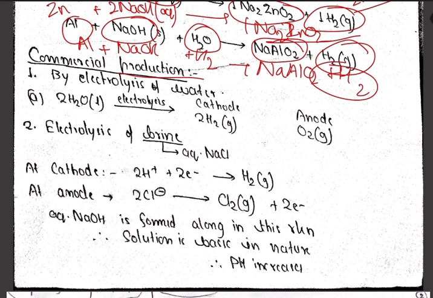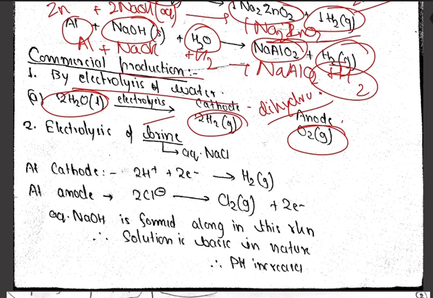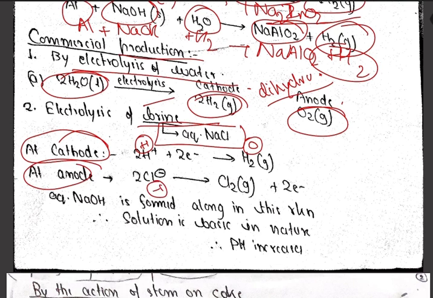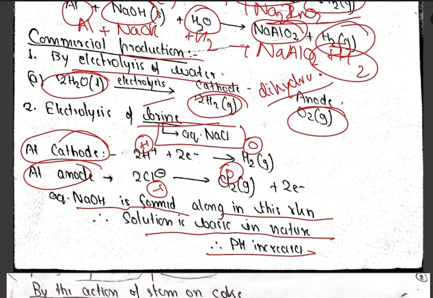Commercial production of dihydrogen is by the process of electrolysis of water. 2 mole of H2O liquid on electrolysis gives dihydrogen at the cathode and oxygen at the anode. Electrolysis of brine, that is aqueous NaCl: at the cathode, reduction occurs, with the +1 oxidation state of hydrogen becoming 0, and at the anode oxidation occurs from -1 to 0 oxidation state. Aqueous NaOH is formed along with this reaction. The solution is basic in nature and pH increases.